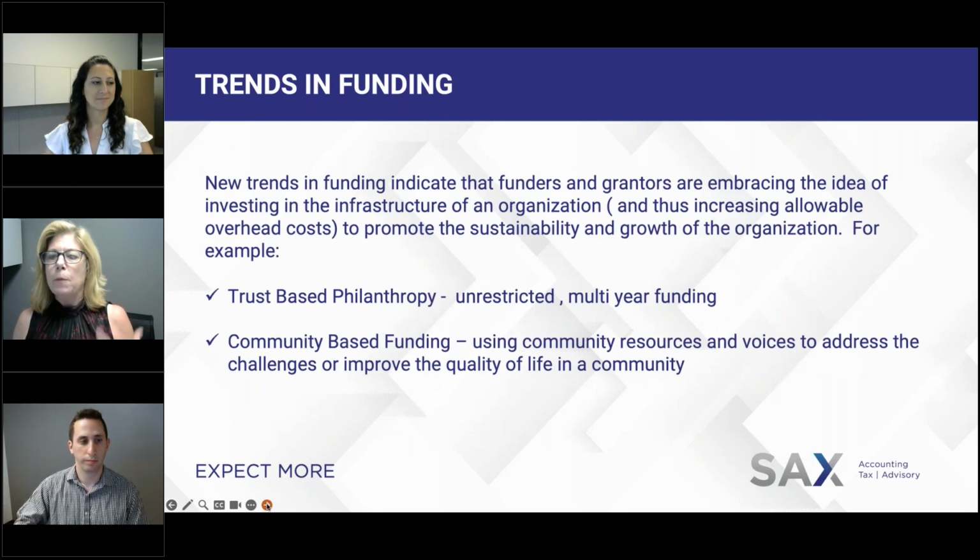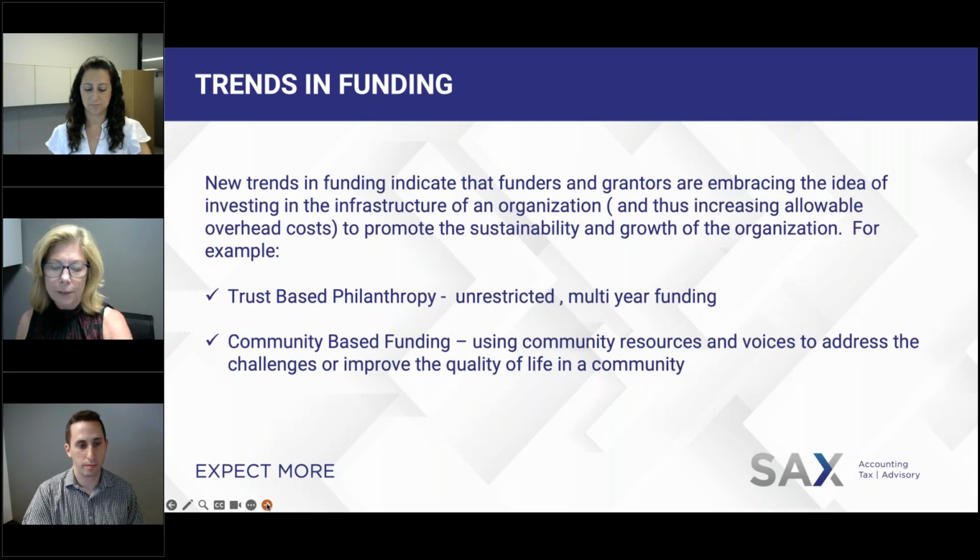Funders and grantors are embracing the idea of investing in the infrastructure of an organization and increasing allowable overhead costs. This will promote the sustainability and growth of the organization. As an example, two big trends right now: trust-based philanthropy, which is unrestricted multi-year funding, and community-based funding, which uses the community's natural resources and voices to address challenges and improve the quality of life in a community.